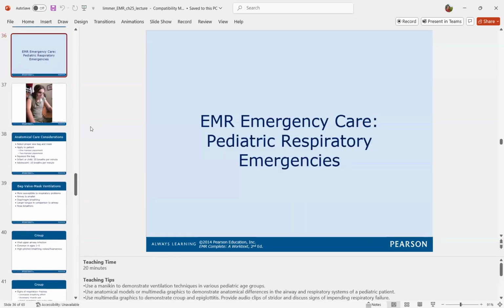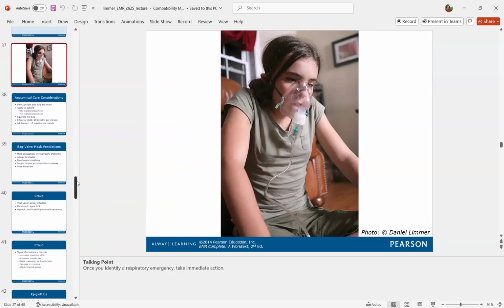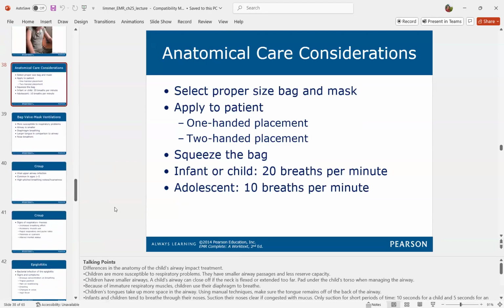Respiratory emergencies, how we care for these. So once we identify a respiratory emergency, we have to take immediate action. We need to be pretty aggressive when it comes to kids and airway. The difference in anatomy of a child's airway can impact the treatment. Children are more susceptible to respiratory problems. They have smaller airway passages and less reserve capacity than we do as adults.